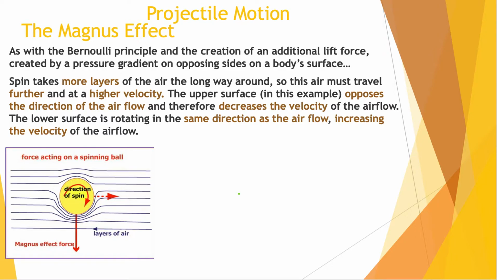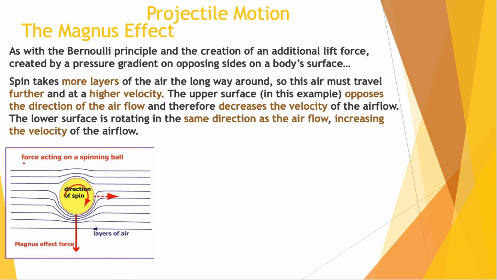So just like we did with the Bernoulli principle and drawing these airflow diagrams, we can draw the airflow diagrams just the same with a spinning object. And it's slightly different, as I said. It's not about the shape of the object, and it's not about the angle of attack of the object. Here, it's about the spinning object, and it's because a spinning object takes more layers of the air the long way around. So that air is going to travel further, and therefore, as we already know, at a high velocity.